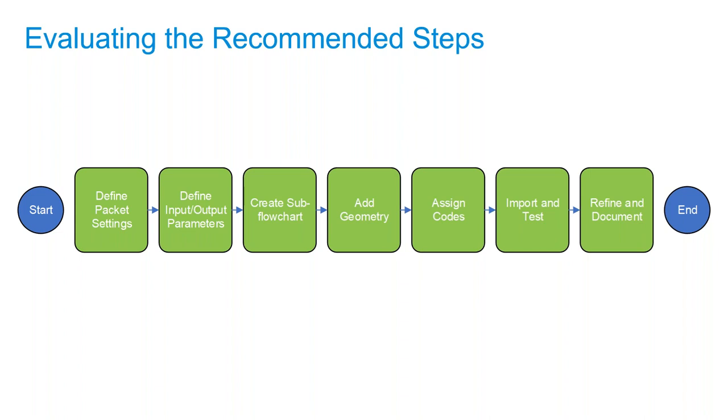So now we're evaluating the steps of putting that subassembly together. First, we want to define our packet settings. Again, that's where we're going to send that information over to Civil 3D to tell our users about what this subassembly is going to do for us. And then we want to define the input and output parameters for that subassembly, because we're going to need to pull those input and output parameters into our subcharts or subflow charts and add those parameters to our geometry.